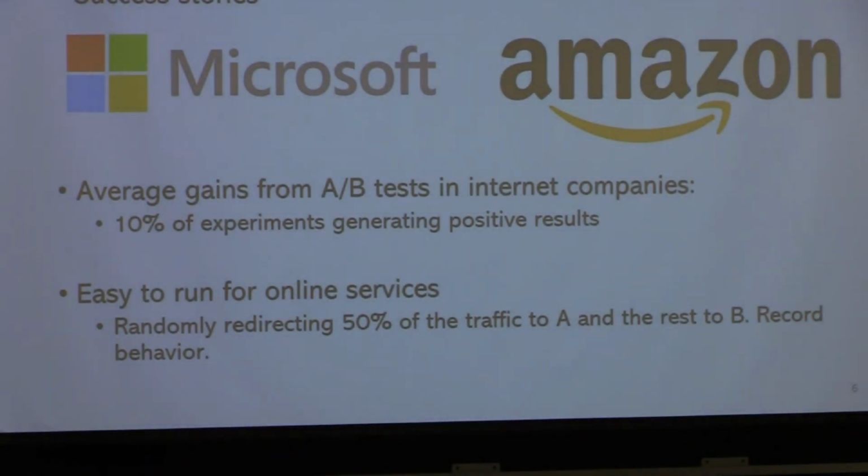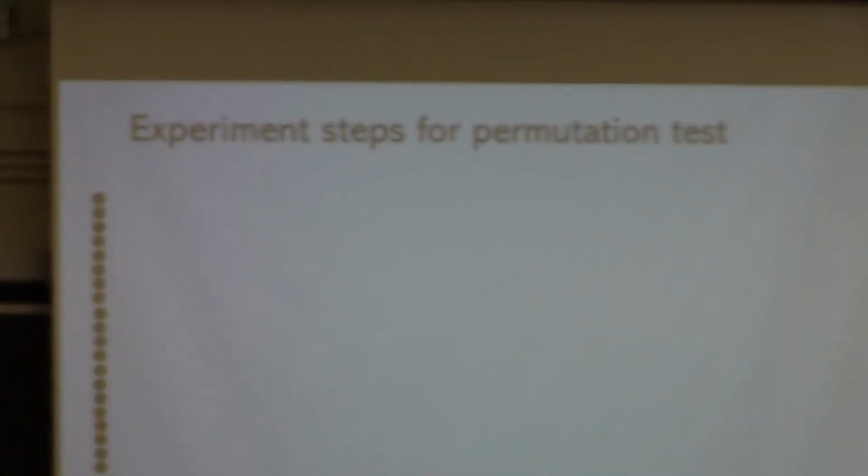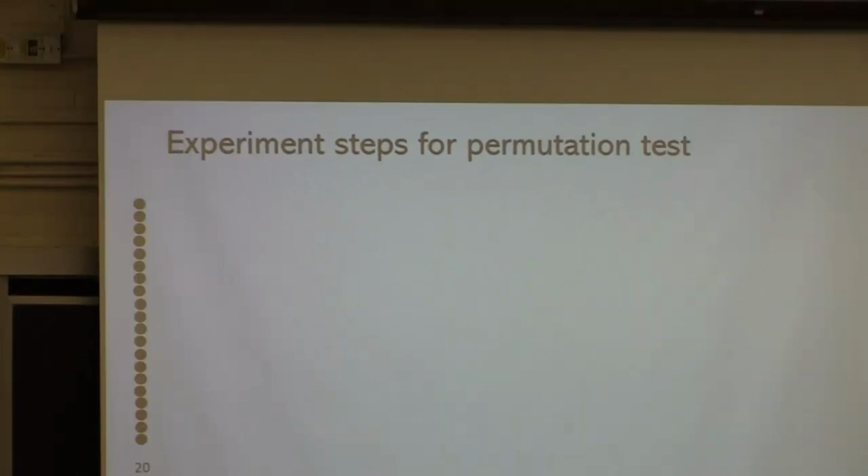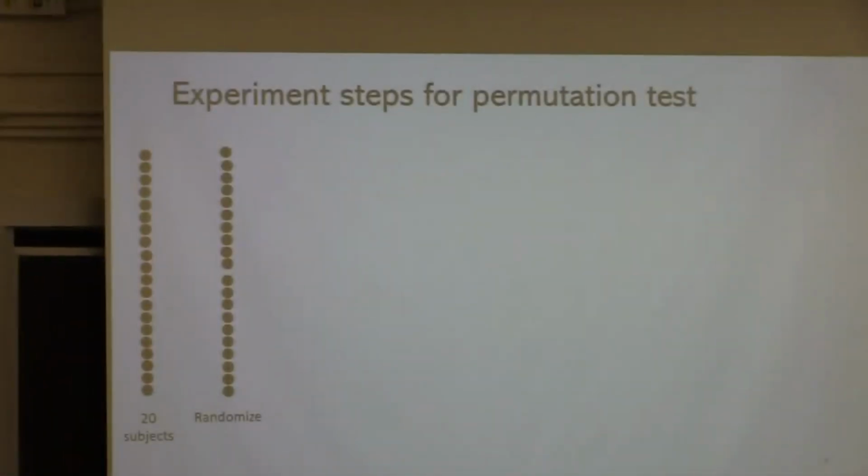And then we record their behavior. So let's see how we can implement this. Let's say that we have 20 subjects, in the case of clicking on these ads, right? From these 20 subjects, we're going to first randomize them so that we don't just show type A ad to the first 10 and type B to the second 10 people. So we randomize them. This is the same 20 subjects but randomized.